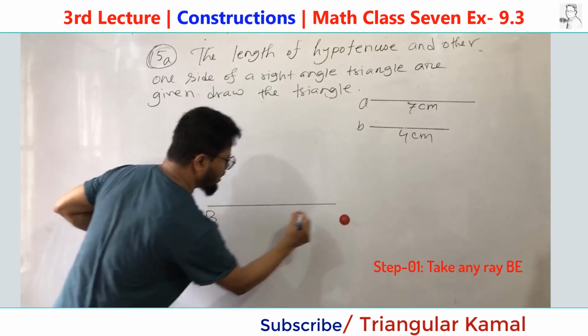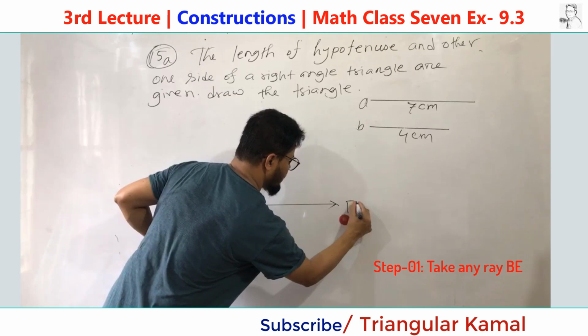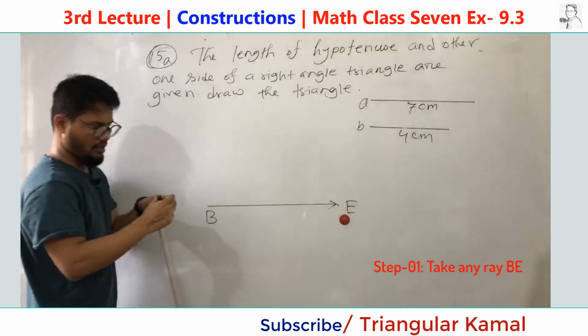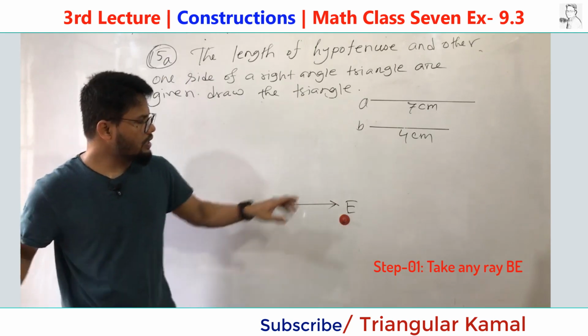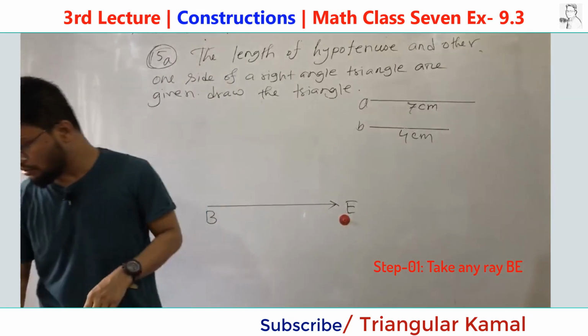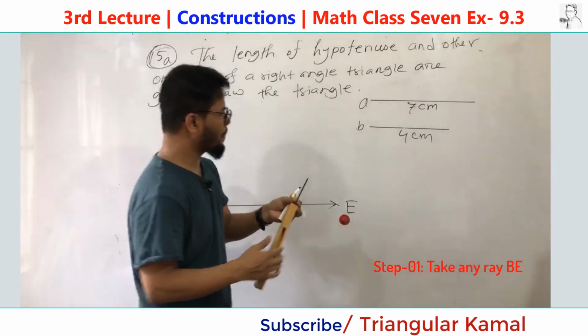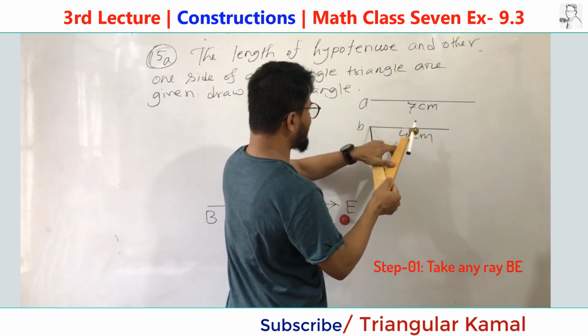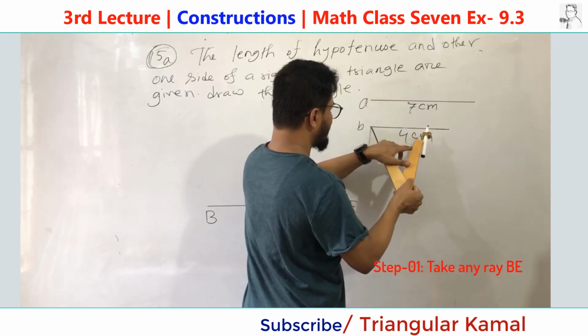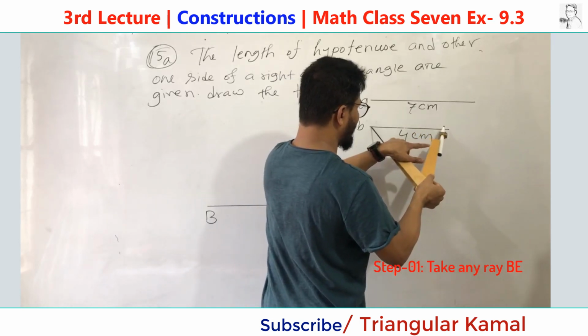B, and this is E. So now this is the right angle triangle. So first step, the other sides, that means the B mentioned here, B equal 4 centimeter.